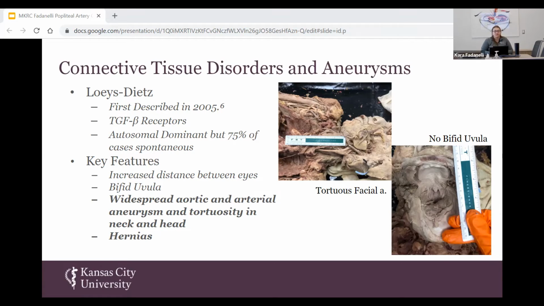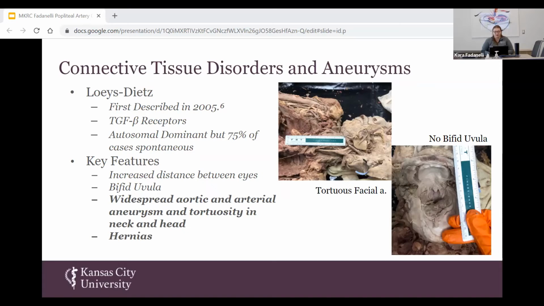The key features for Loeys-Dietz is going to be increased distance between the eyes, a bifid uvula or cleft palate, which is a hallmark feature, widespread aortic and arterial aneurysm, and tortuosity in our neck and head, and hernias. So again, comparing to our case study body, we did not have the bifid uvula or the cleft palate. However, we did have widespread arterial aneurysms. And additionally, I've pictured the tortuous facial artery that was on both the left and right sides of our body.